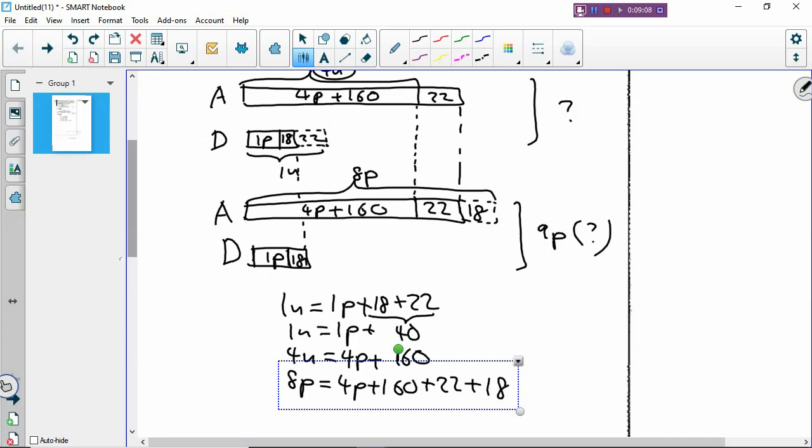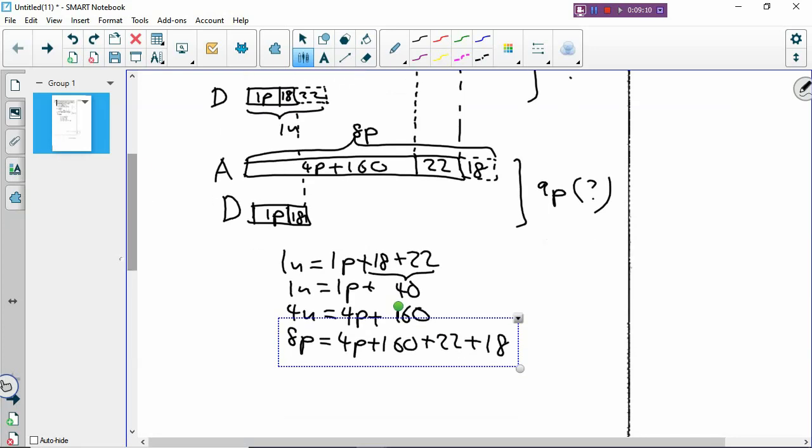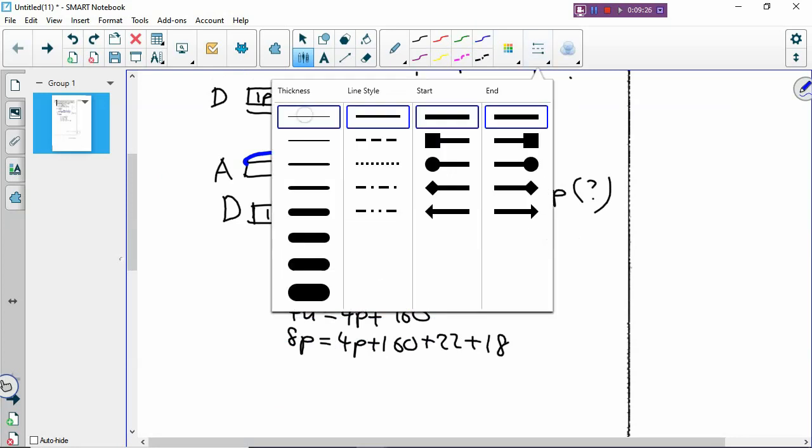So 8 parts is equal to 4 parts plus 160 plus 22 and plus 18. For those who are still confused and not sure how I get this, I'm talking about the 8 parts here, which is equal to whatever there's below, and we can find how much is 1 part. So how many is 1 part?